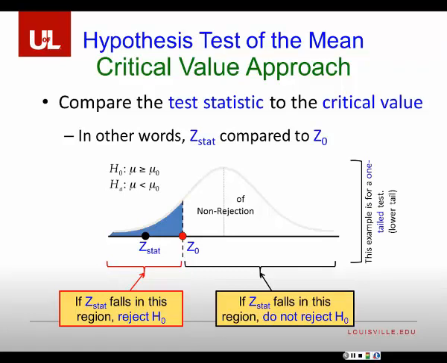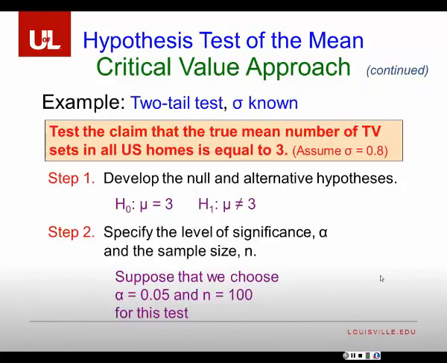So the critical value approach is, first, you find the critical value for your test. So step one, you write down, again, your null hypothesis and your alternative hypothesis. That's what we did here. Then you specify the level of significance and the sample size. So here's our level of significance. I gave you the sample size of 25. You use that to calculate the critical values.